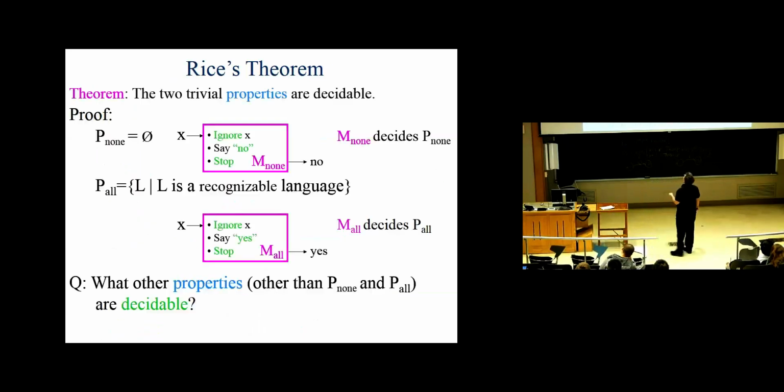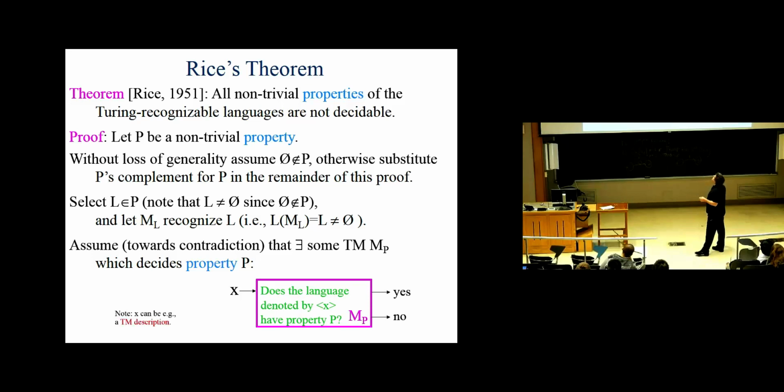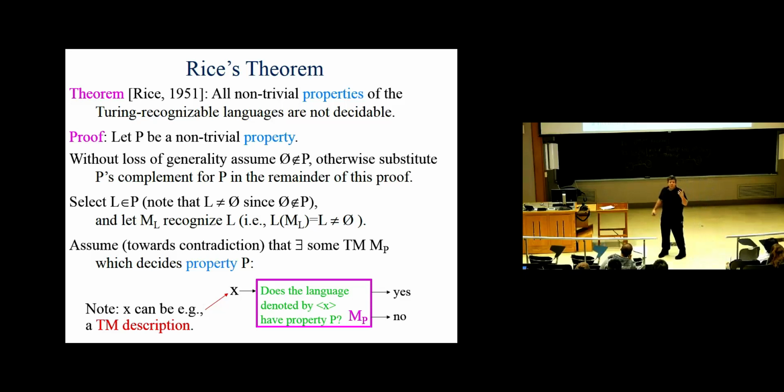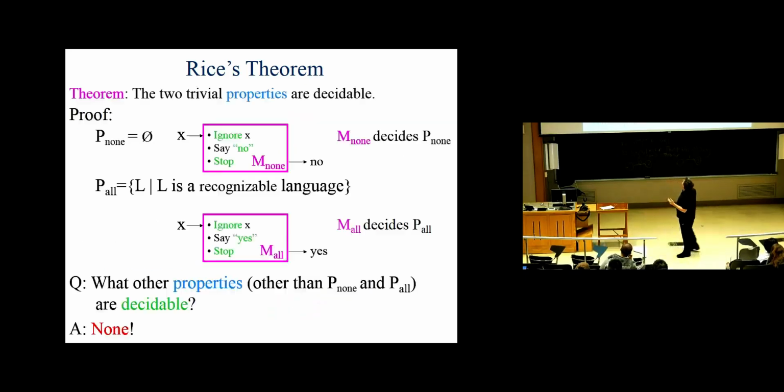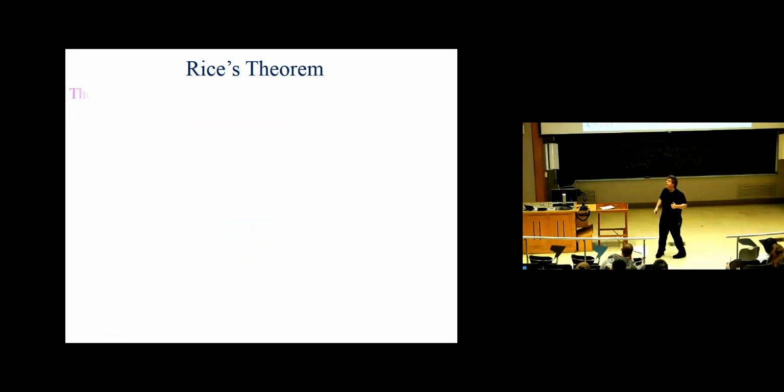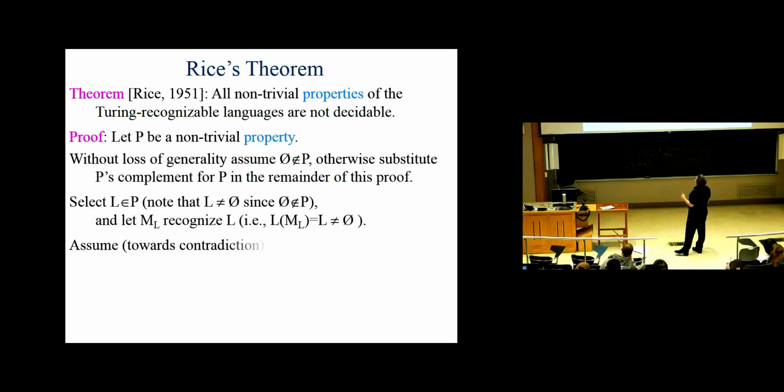So assume that a decider exists that decides that property, whatever it is, as long as it's not trivial. Because for the two trivial properties, we already have deciders: the empty property and the property containing all languages. Those are easy to decide, because all you have to do is always say yes or always say no, and it'll always be right.